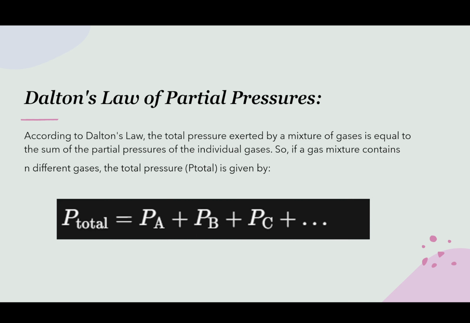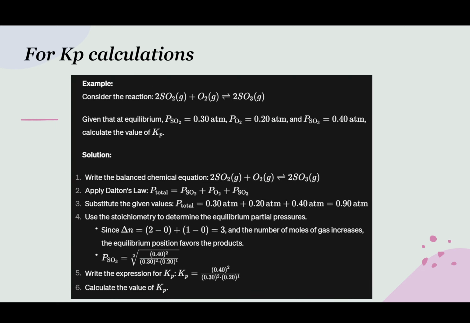It was so revolutionary to figure out something so painfully obvious, right? But it probably wasn't painfully obvious at the time. So consider this example before I ask you to calculate the Kp of something. We have sulfur dioxide plus oxygen to give us sulfur trioxide, all in the gaseous phase, a homogeneous phase.